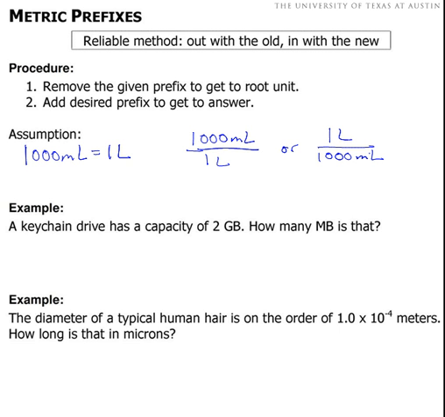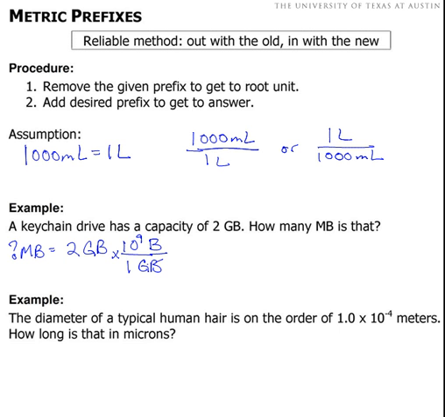Alright, so now let's do an example. A keychain drive has a capacity of 2 gig. How many megabytes is that? So how many megabytes is 2 gigabytes? Well, we recall that giga is 10 to the 9th, like a billion. So 1 gigabyte is 10 to the 9th bytes.